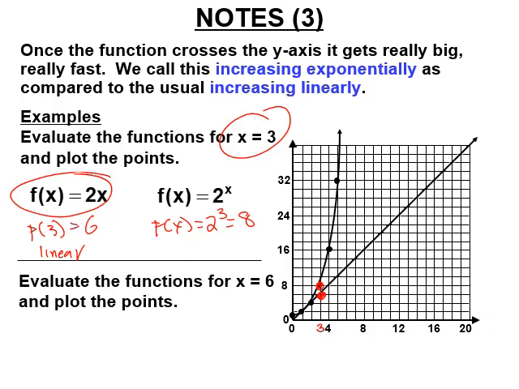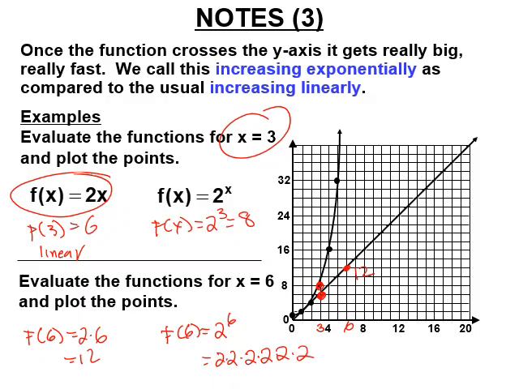Now let's look at the other. Let's evaluate it again for x equals 6. So f of 6 for the linear one is just 2 times 6, or 12. So when it's at 6, this one is at 12. Now compare that to the other one. For the exponential curve, f of 6 is 2 to the 6th, which is 2 times 2 is 4, times 2 is 8, times 2 is 16.